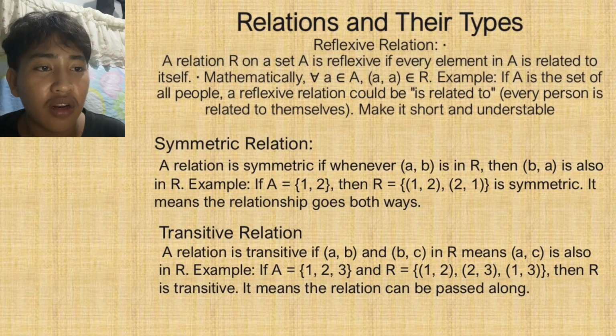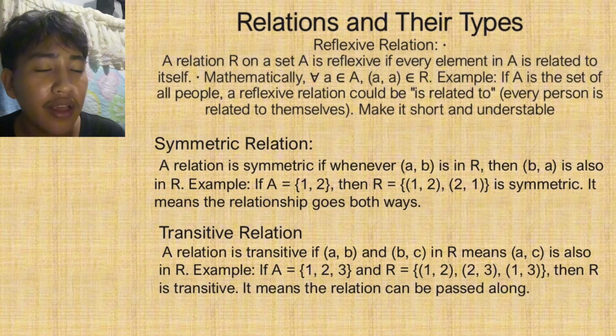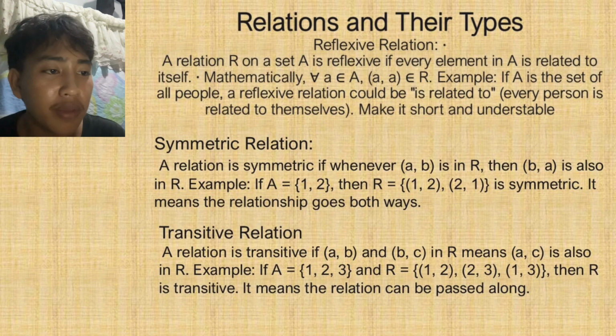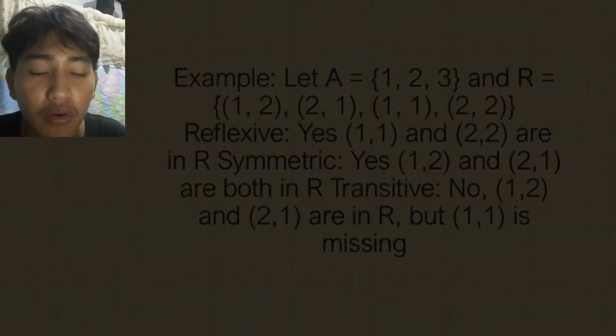Symmetric relation. A relation is symmetric if whenever (a, b) is in R, then (b, a) is also in R. Example: if A equals {1, 2}, then R equals {(1, 2), (2, 1)} is symmetric. It means the relation goes both ways. Transitive relation. A relation is transitive if (a, b) and (b, c) in R means (a, c) is also in R. Example: if A equals {1, 2, 3} and R is {(1, 2), (2, 3), (1, 3)}, then R is transitive. It means the relation can be passed along.